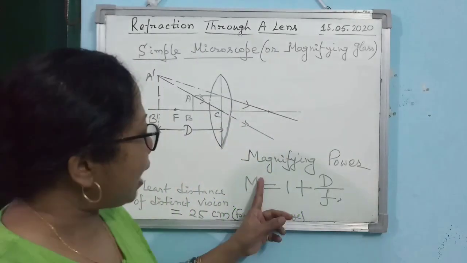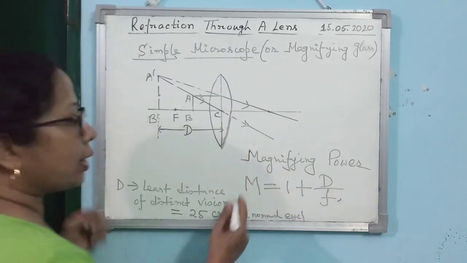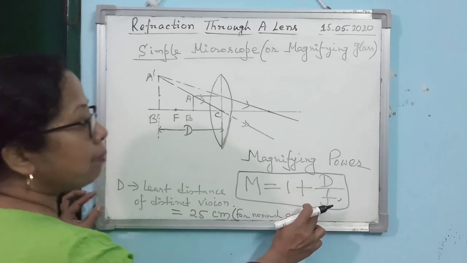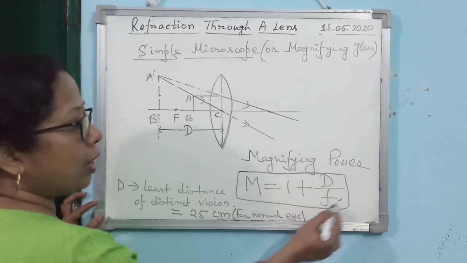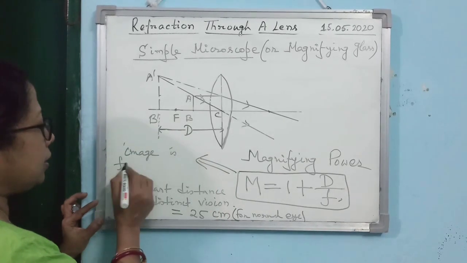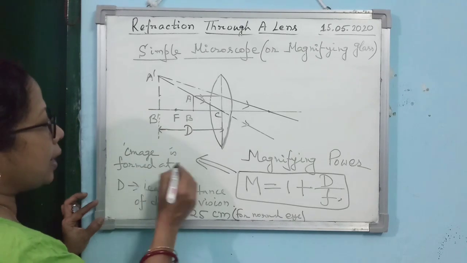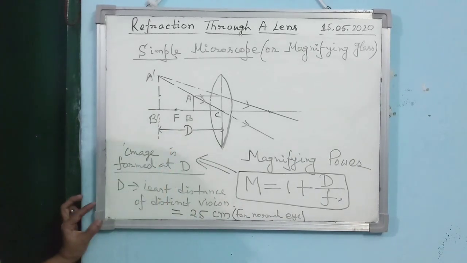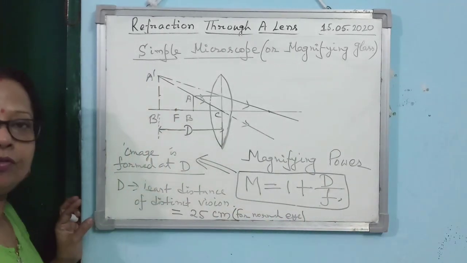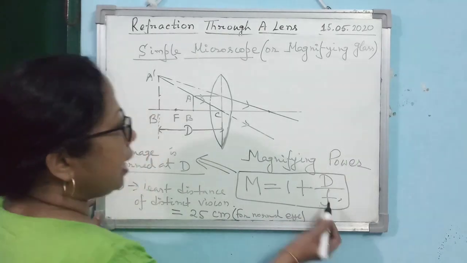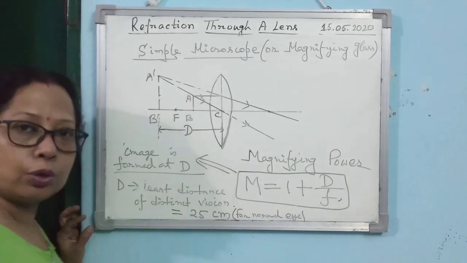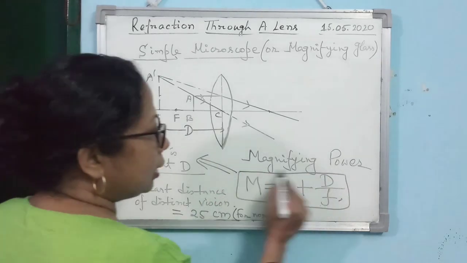Is that clear? For magnifying power, we use big M, and there is a long derivation in higher classes. You will learn the relation for that: it is equal to 1 plus D by F. Here remember, 1 plus D by F, this magnifying power we use when the image is formed at D. Image is formed at D means at least distance of distinct vision. Then magnifying power is equal to 1 plus D by F. Is that clear? What does F represent? F is the focal length of the lens used as a magnifying glass or microscope. Clear to everyone?